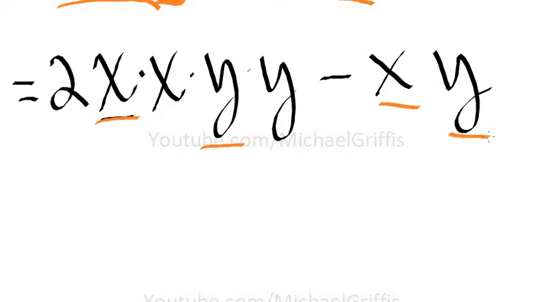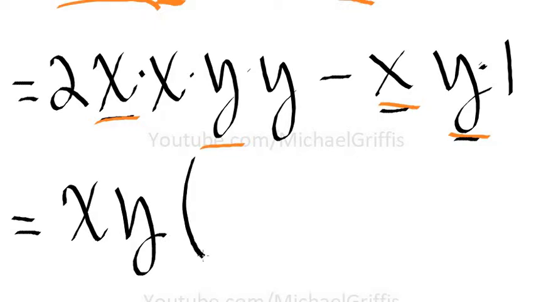Now here's something else. We have to keep in mind that this thing is multiplied by 1, let's say, because we're going to end up pulling out this x and this y. And when we do that, what's going to be left? Well, there's going to be a 1 there. So let's go ahead and do that. We're going to pull out an x and a y.